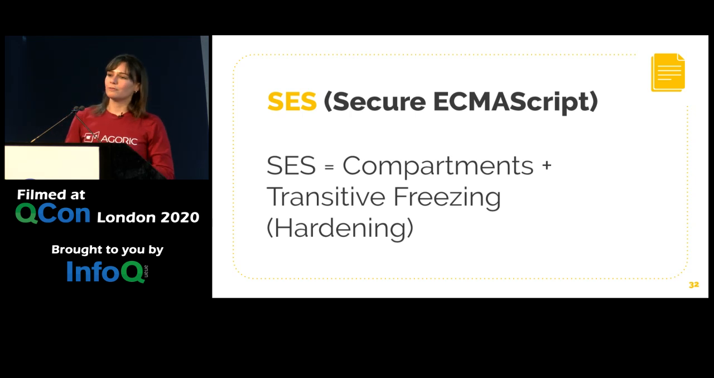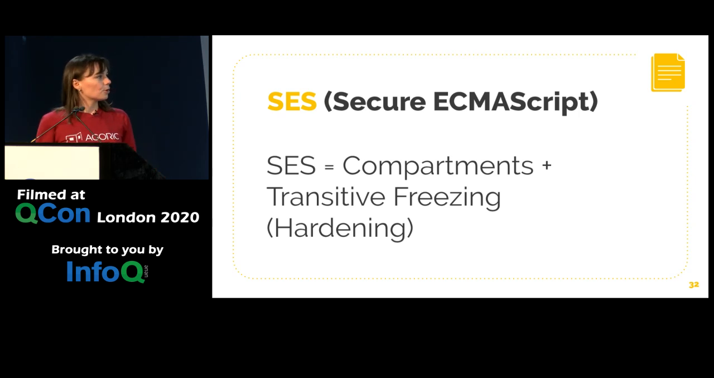To solve the problem of prototype poisoning or prototype pollution, we can use these compartments, but we're also going to use transitive freezing, or what we call hardening. We want to try to freeze all of the primordials so that when someone tries to change the behavior of map, or when someone tries to change object, they simply can't because it's frozen.